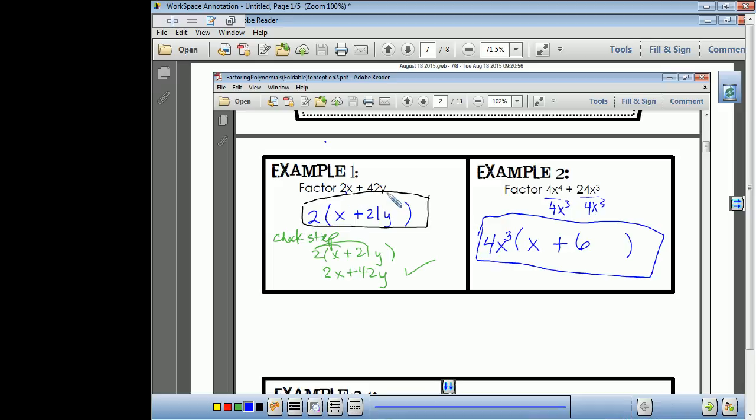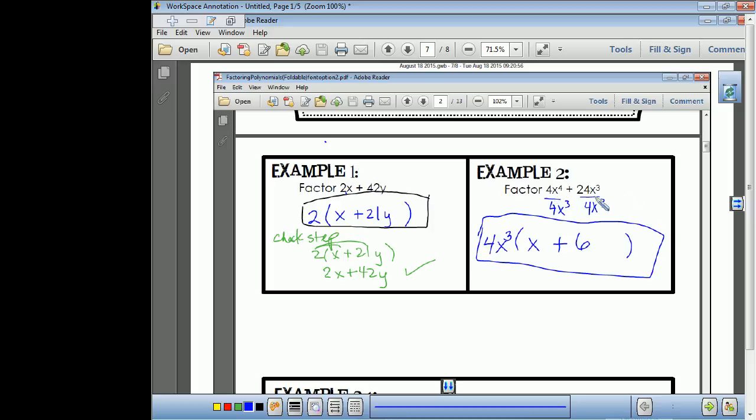Now we look at the variables, x and y. They don't have anything in common, so we can't factor out. So when we take this 2 out, we're basically dividing it out of every term. So 2x divided by 2 leaves me with an x. 42y divided by 2 leaves me with 21y. And this is the factored answer.